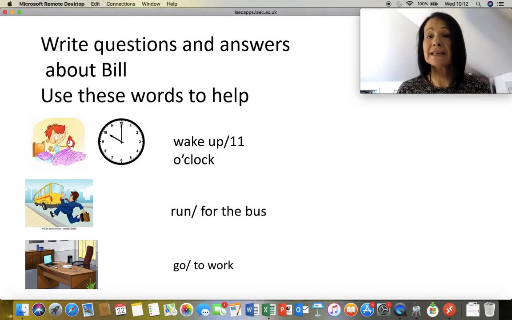So did and didn't for short answers stays the same for I, you, he, she, they. It stays the same. Yes, they did. No, they didn't for the short answers. But of course, we're just looking at Bill for these answers. Pause the video, write your questions and answers. Play the video again to check.